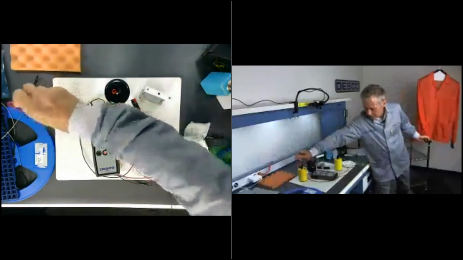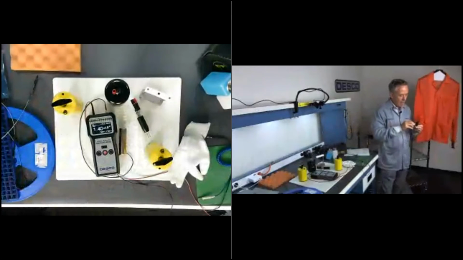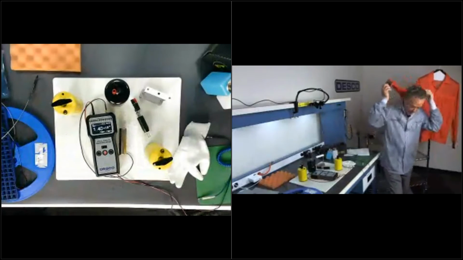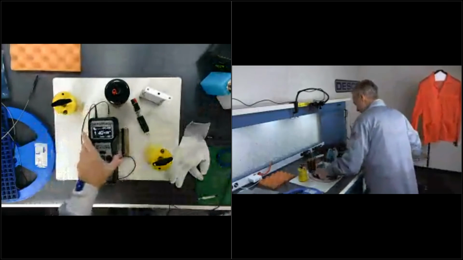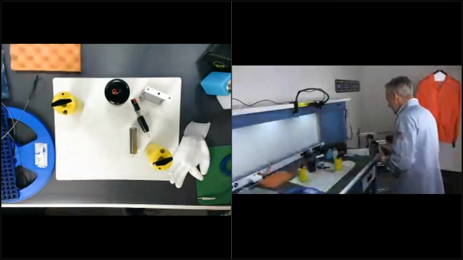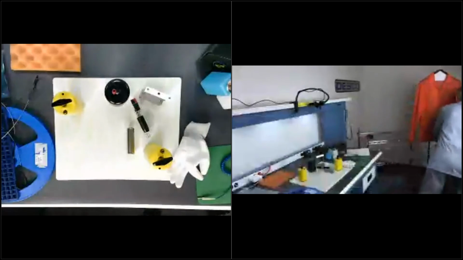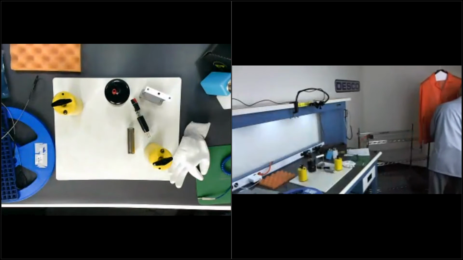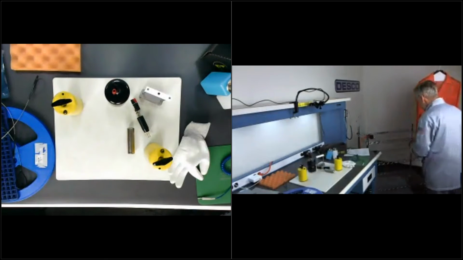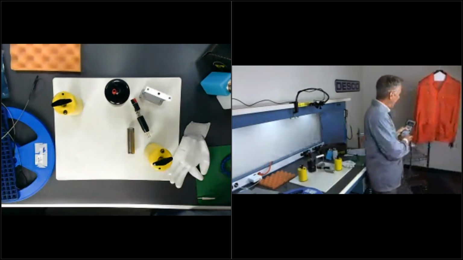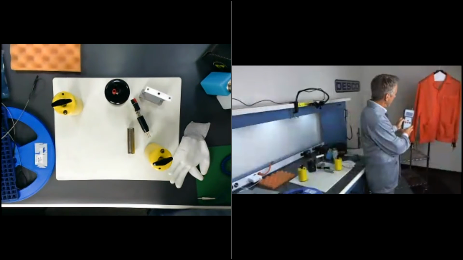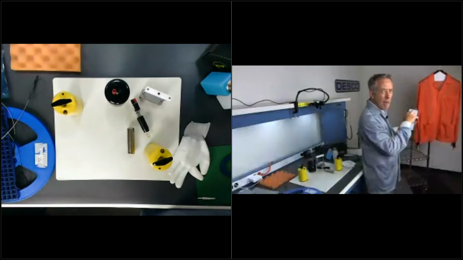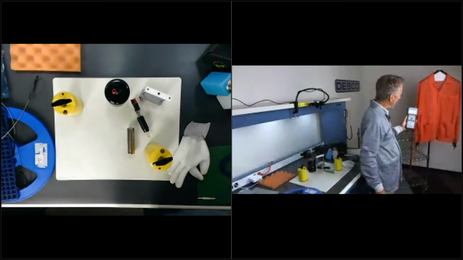So again, I have one clamp on each sleeve. I have this banana jack here, and my ground point I'm going to plug into the other sleeve. So I'm going to make my measurement. And you want to snap up a couple of snaps, or all the snaps on the garment too.